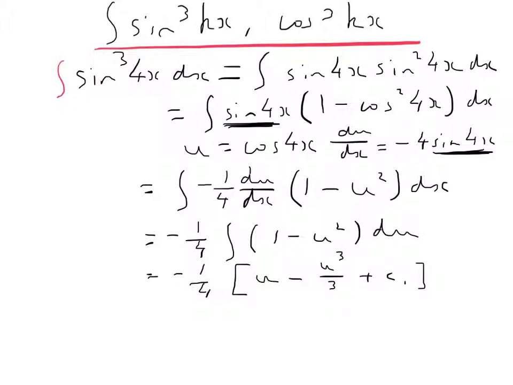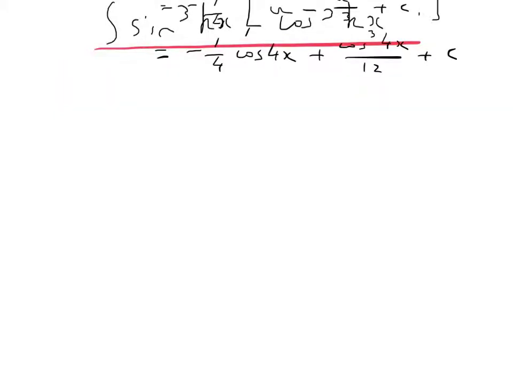Let's call that c1. We're going to multiply back in and replace u with cos 4x. So we're going to get negative a quarter of cos 4x, plus cos cubed 4x over 12, the 4 and 3 making 12, and then you've got c as the constant.